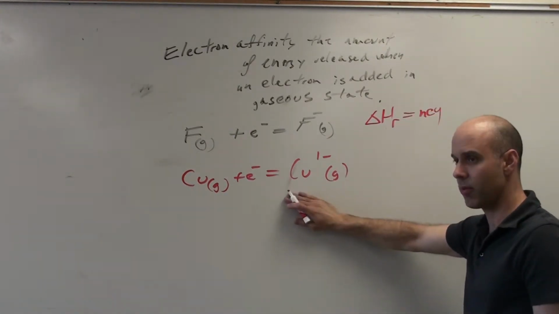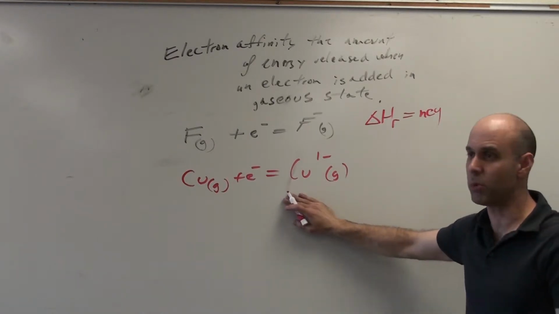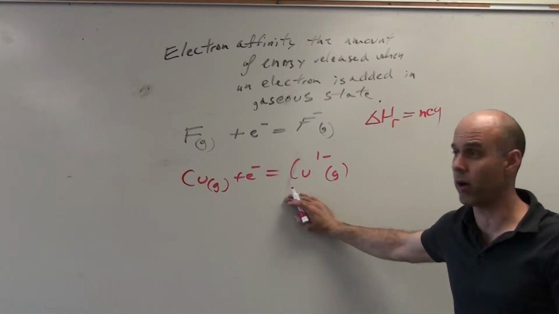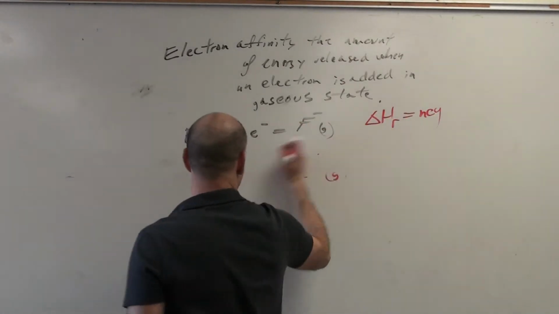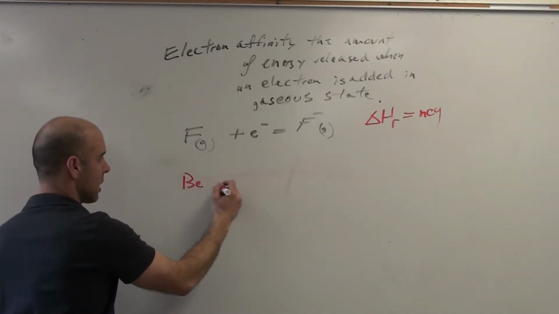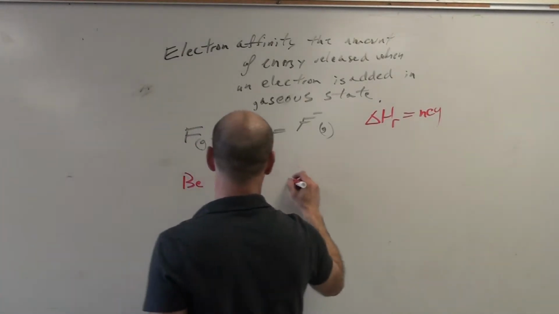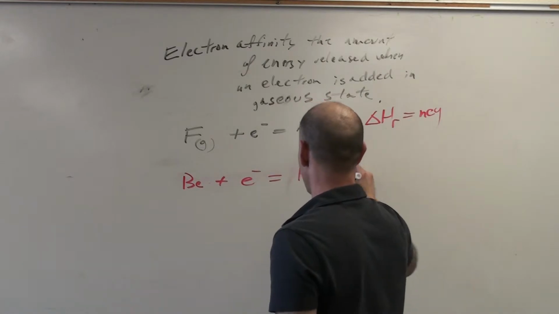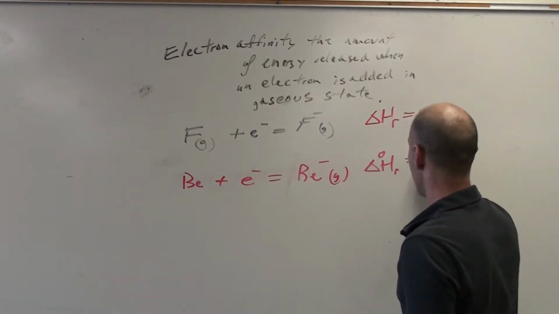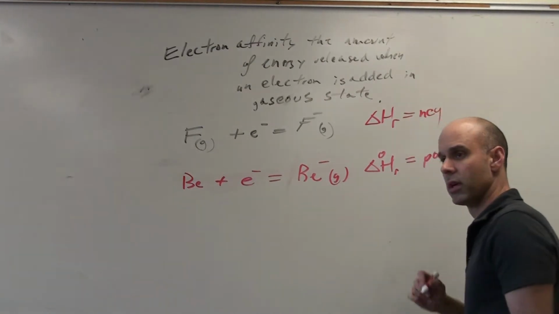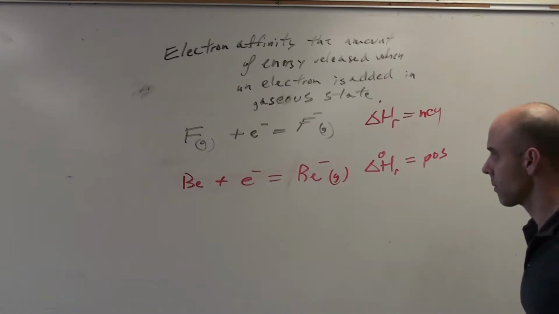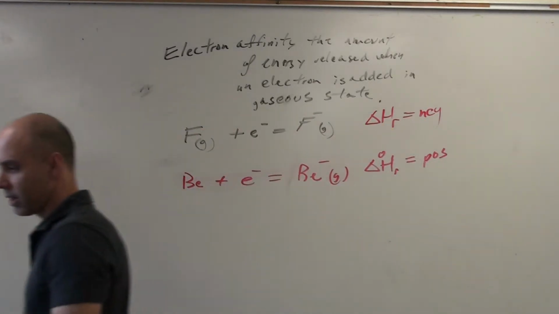Now there are some where you do have to put energy in, and there are two columns: the alkaline earths and the noble gases. Because we said beryllium's stable, right? Well, beryllium does not want to do this. It really does not want to do that. So the delta H for the alkaline earths is positive. Same thing for the noble gases. It really does not want to do it. But yeah, it does get a little confusing.